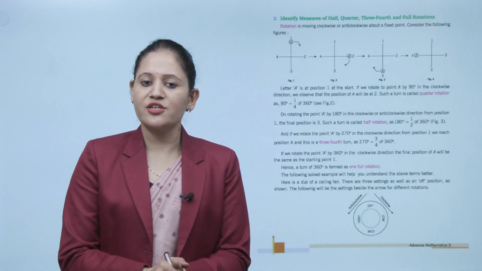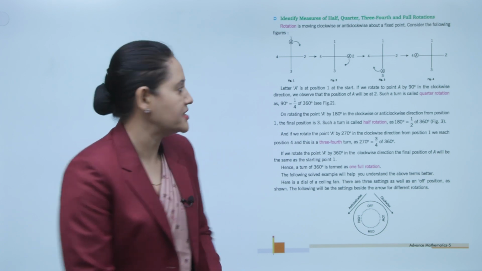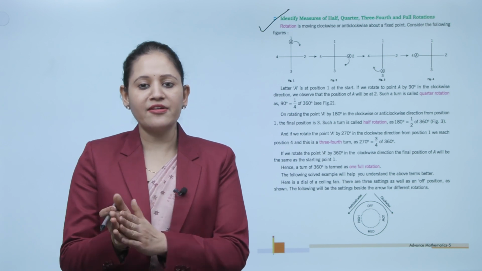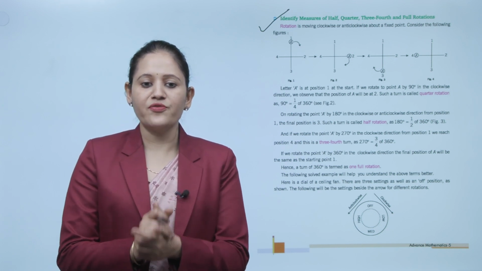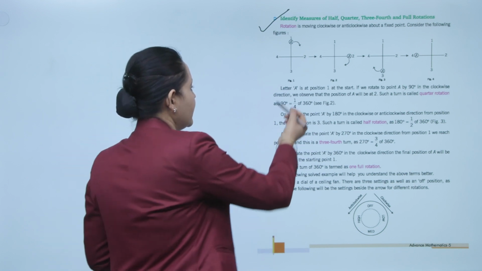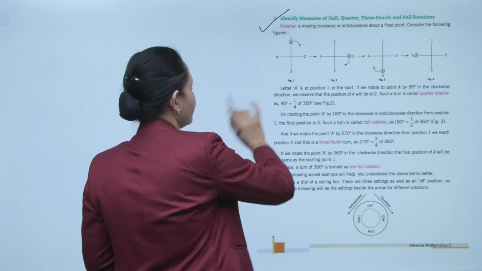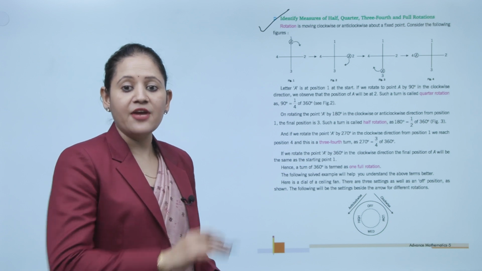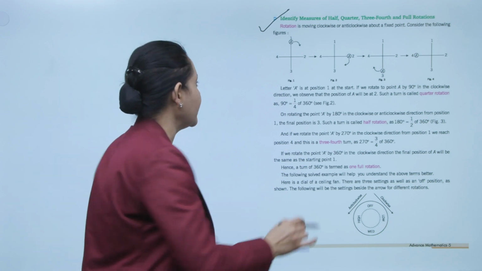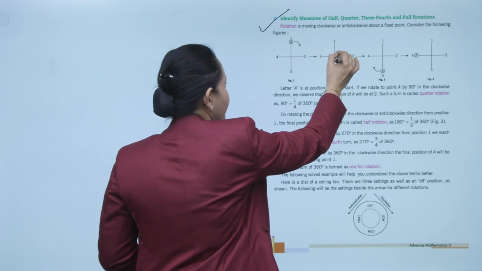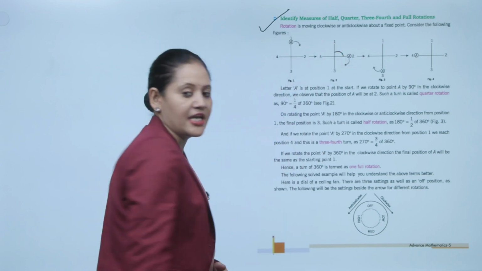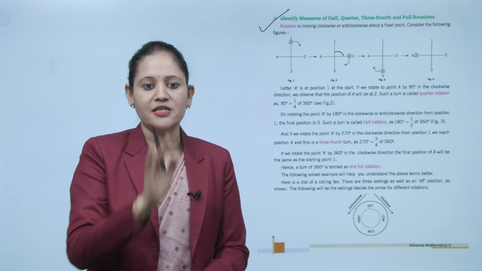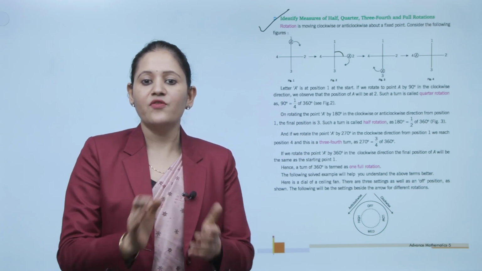Next is identify the measure of half, quarter, 3/4 and full rotation. Rotation is the moving clockwise or anti-clockwise about a fixed point. Consider the following figures. Letter A is at the first position, here. Clear? First position is at the start. If we rotate point A by 90 degrees, it will come here, in the clockwise direction. We observe that the position of A will be at 2.